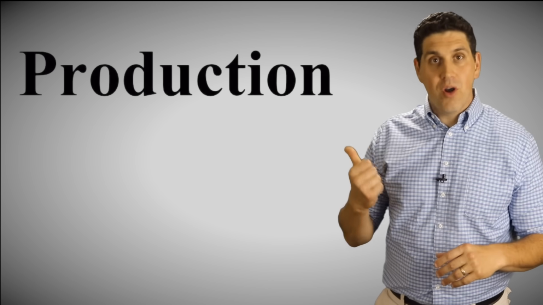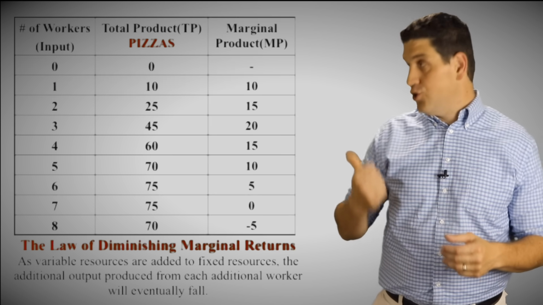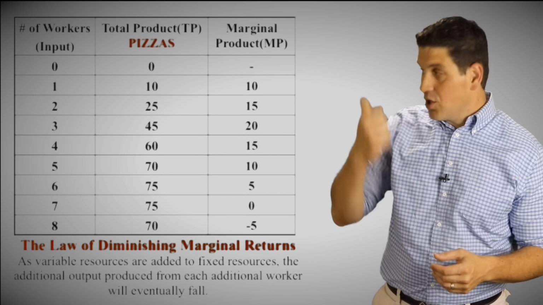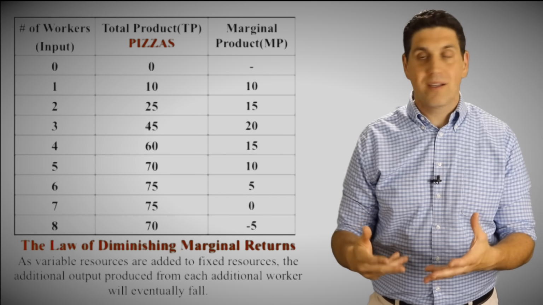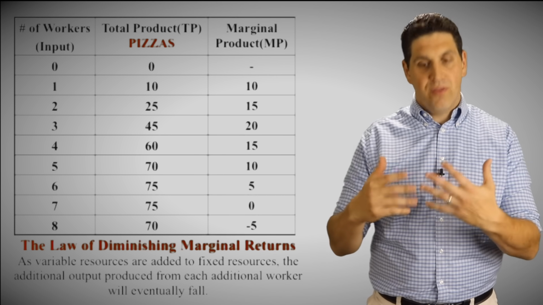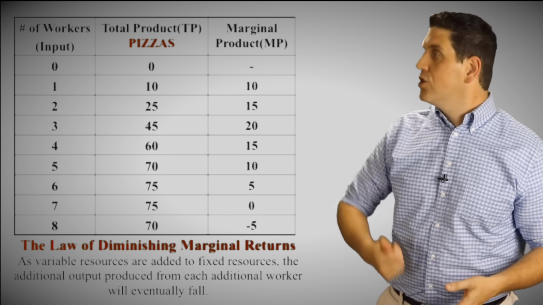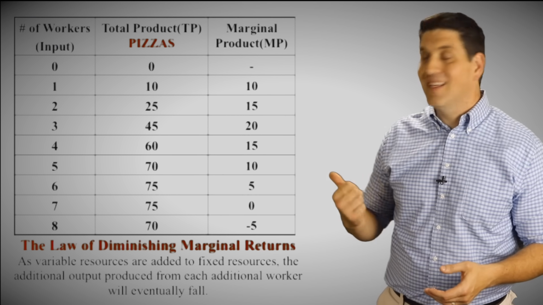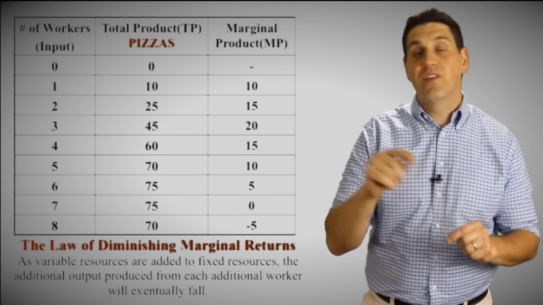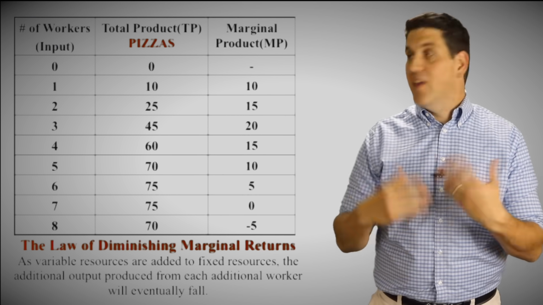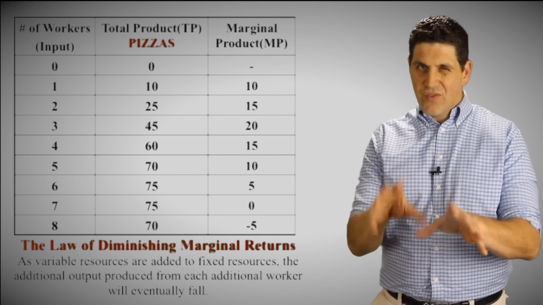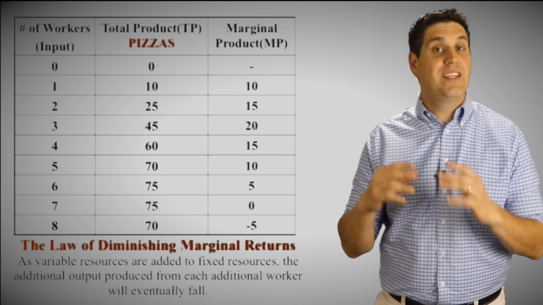You start off by learning about the idea of inputs and outputs. And as you hire more workers, this is the total product. You can calculate the marginal product, which shows you the additional output that these producers produce. So this shows you the relationship between inputs and outputs, and you find out the law of diminishing marginal returns. This means as you hire more workers and there's fixed resources, you're going to get less and less additional output.